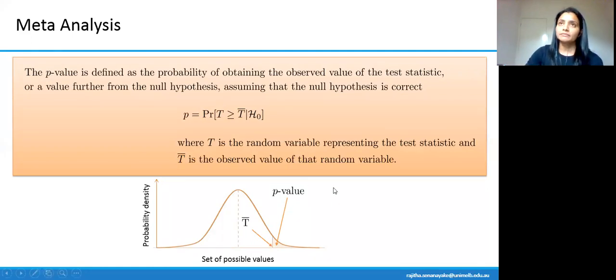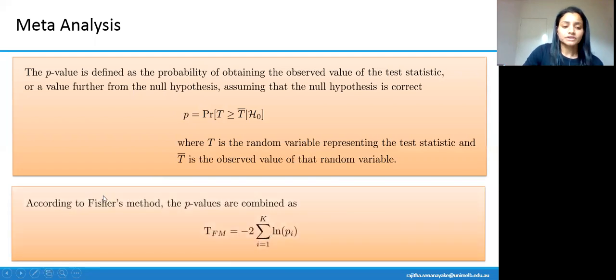There are many methods that we can use to combine these p-values. In this work, we use Fisher's method, which is quite popular. We combine the p-values using this equation by taking the log of the p-values and then summing them up to produce one global test statistic.